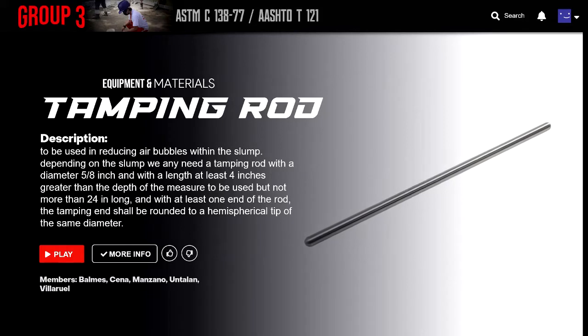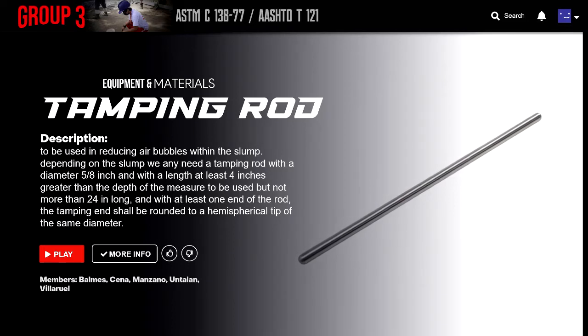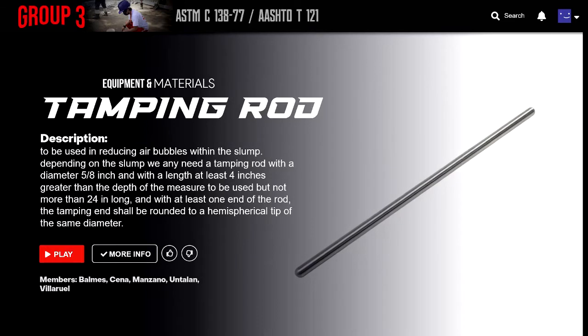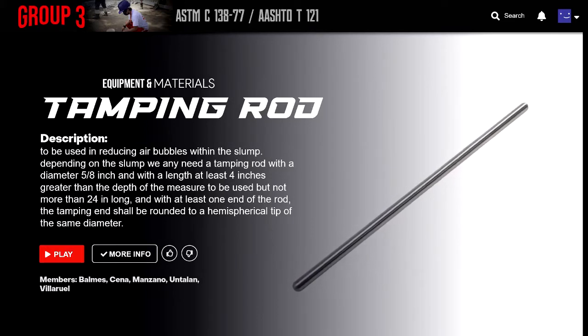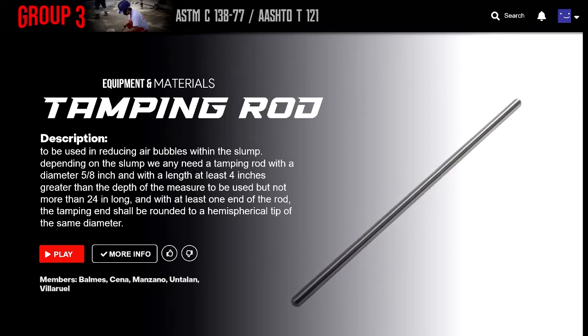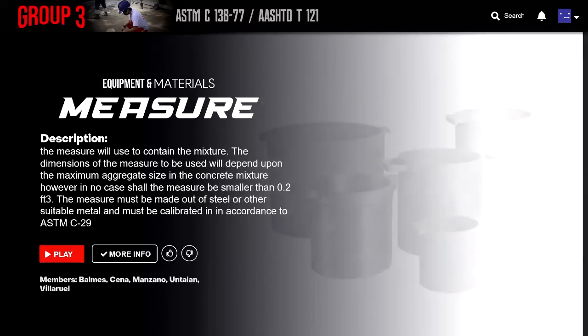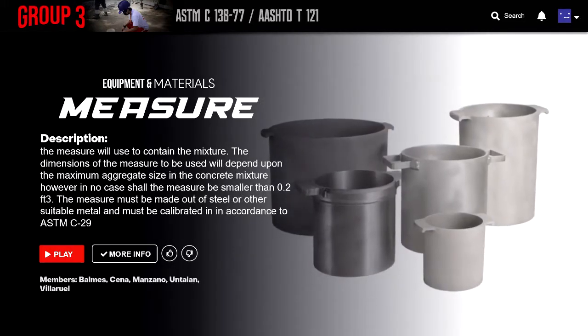Depending on the slump, we may need a tamping rod with a diameter of 5/8 inch and a length at least 4 inches greater than the depth of the measure to be used, but not more than 24 inches long. And at least one end of the rod, the tamping end, shall be rounded to a hemispherical tip of the same diameter.